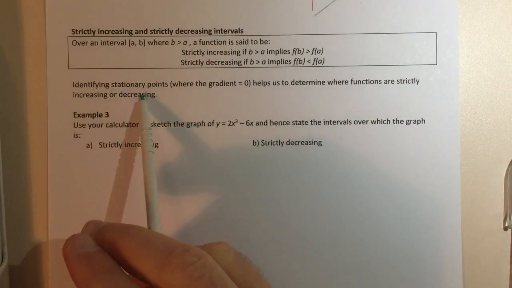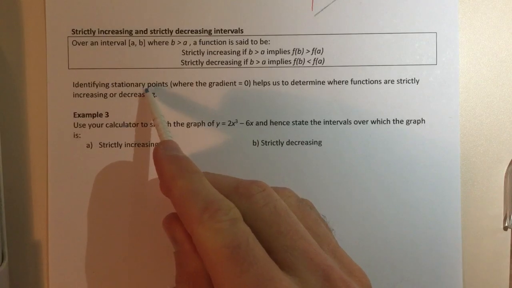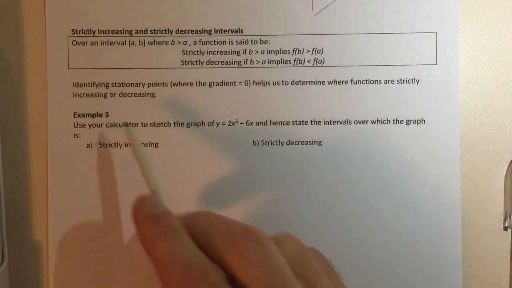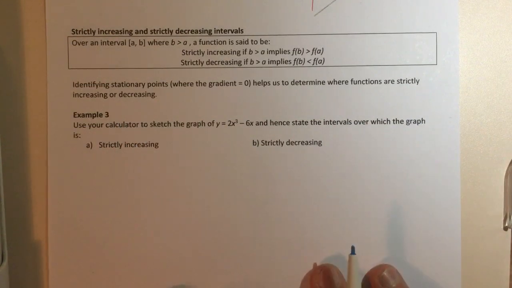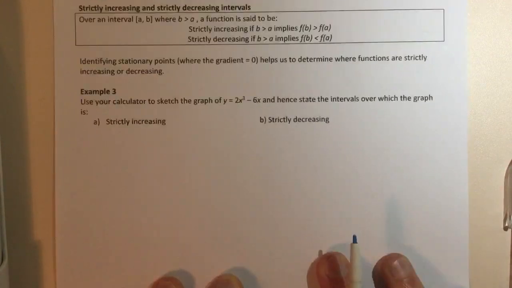Stationary points are really, really useful for us. So remember, that's turning points or stationary points of inflection, where f dash of x equals 0. These are really useful to determine where functions are strictly increasing or strictly decreasing. Let's have a look at an example, and hopefully, as happens in many cases, the example will help make things a bit clearer.